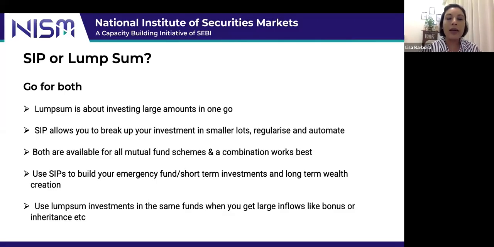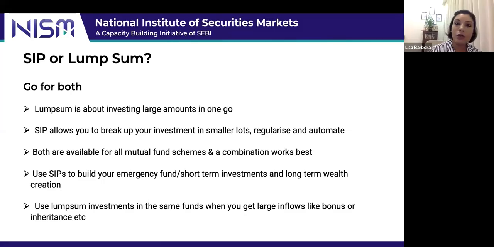Both are good. Lump sum is about investing large amounts in one go. So when you get your bonuses or you get an inheritance and you have some chunky money, you can put it in one fund in one go. SIPs allow you to break up. So as you earn, you can go on investing small regular amounts and you automate it. So once you're done, you don't need to take that action again. Both are available for all kinds of mutual funds, debt and equity.